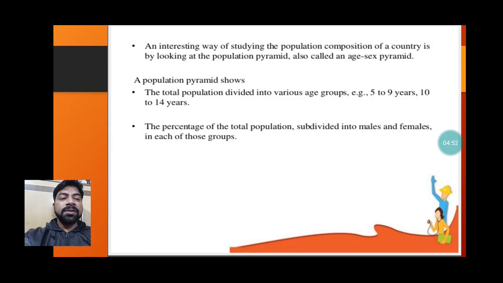So an interesting way of studying the population composition of a country is by looking at the population pyramid, also called an age-sex pyramid. A population pyramid shows the total population divided into various age groups, for example 5 to 9 years, 10 to 14 years, as well as the percentage of the total population subdivided into males and females.